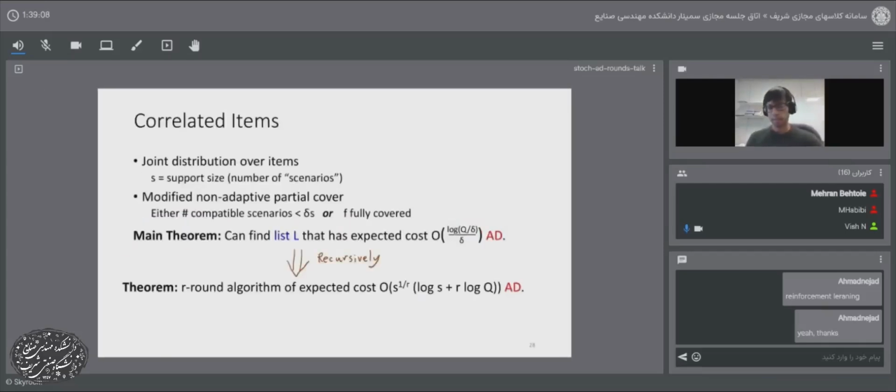But once we have this main theorem, we can again use recursion, just like how we did for the independent setting, to get an R round algorithm that has expected cost S to the 1 over R times these logarithmic terms. And again, S is the support size of the distribution. And like I mentioned, there is no R round solution that can do much better, even if the function target is equal to 1. Right? So this dependence on S to the 1 over R is essential, not just for our algorithm, but for any algorithm.